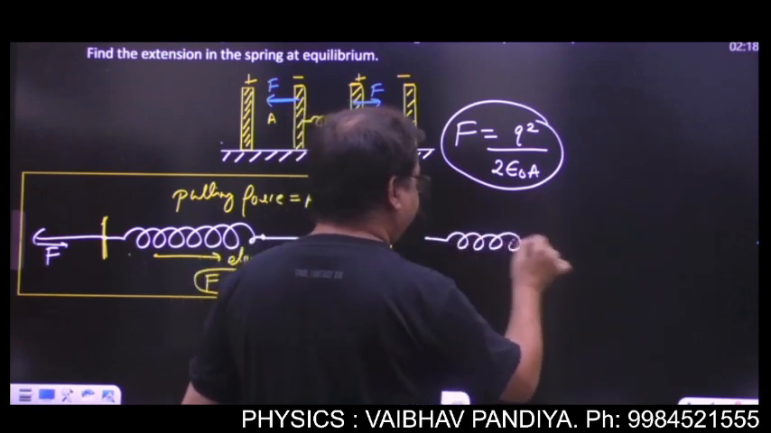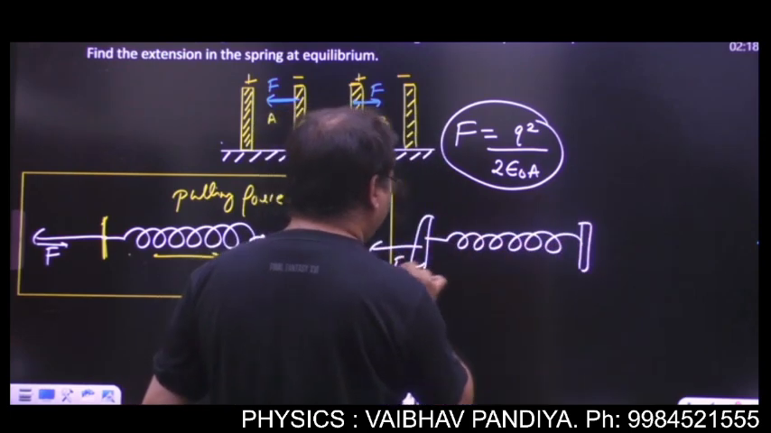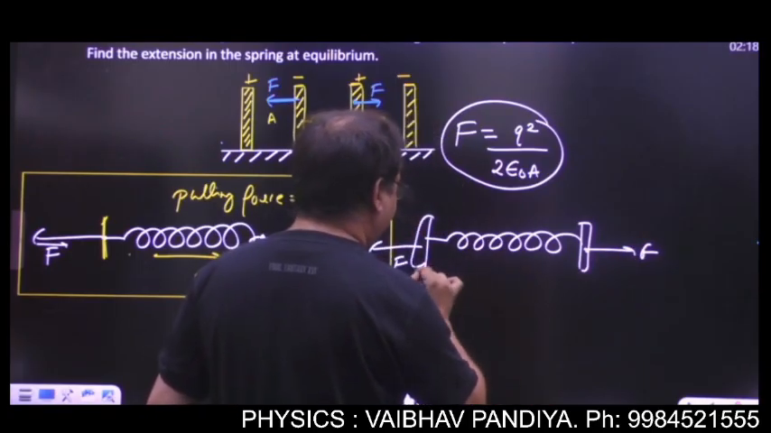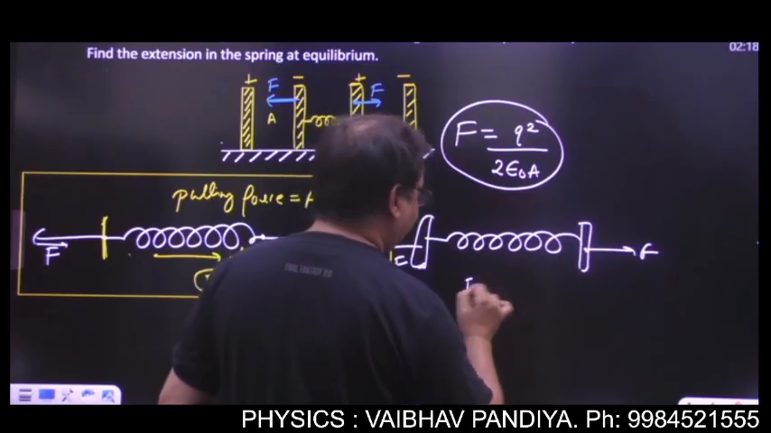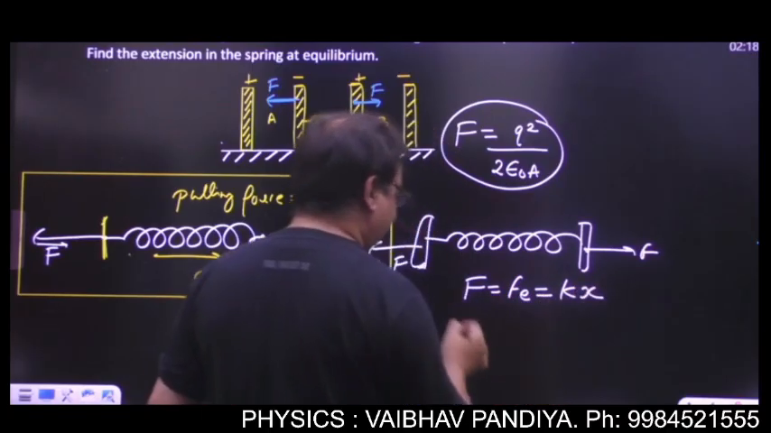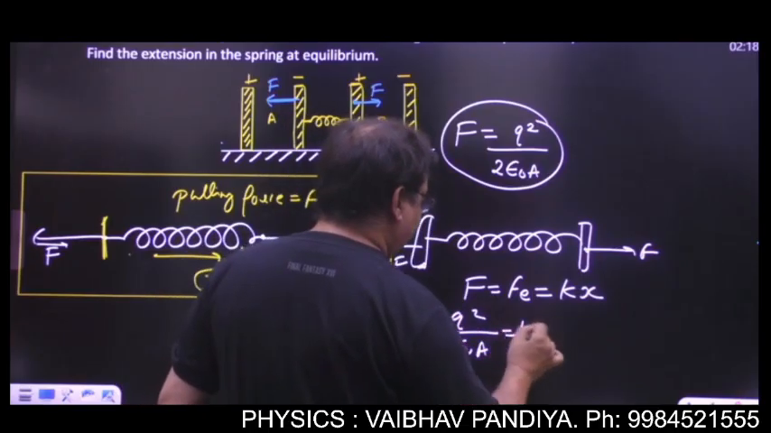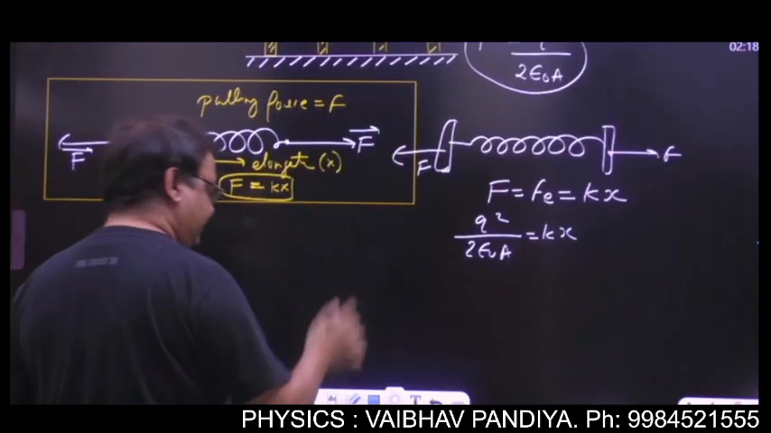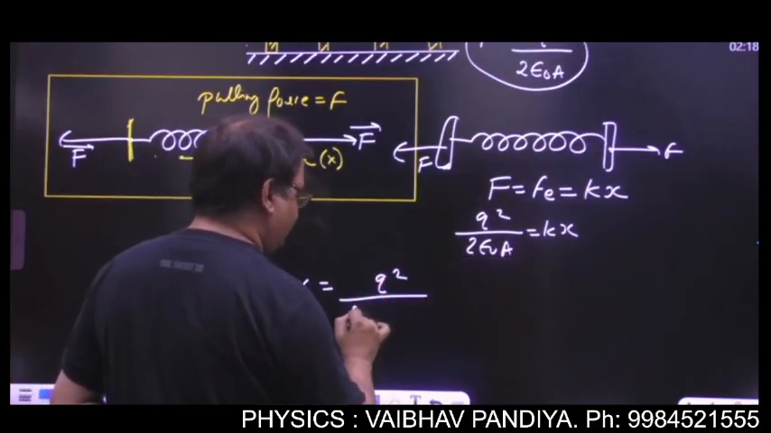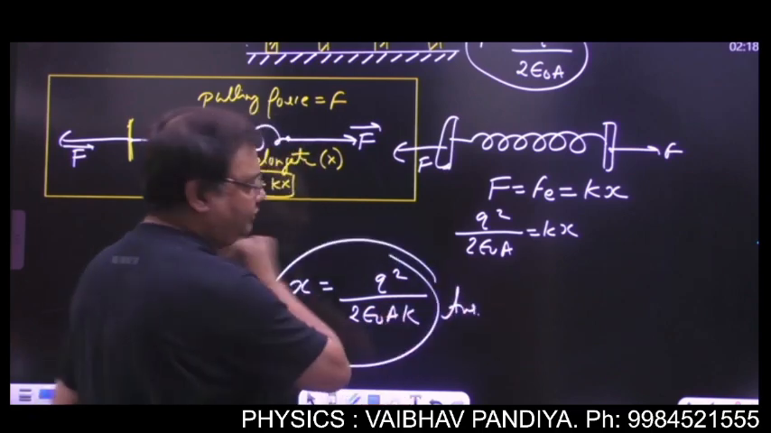So what will be the elongation in the spring? The spring would be acted upon by two equal and opposite forces. Of course, the net force will be 0, but there will be an elongation in the spring because elongation will be decided by the pulling force. So the pulling force is the electrostatic force, which can be equated with Kx. So I'll get Q square by 2 epsilon naught A is equal to Kx. So the elongation will come to be Q square by 2 epsilon naught A K, and that is the answer to this problem. Got it?